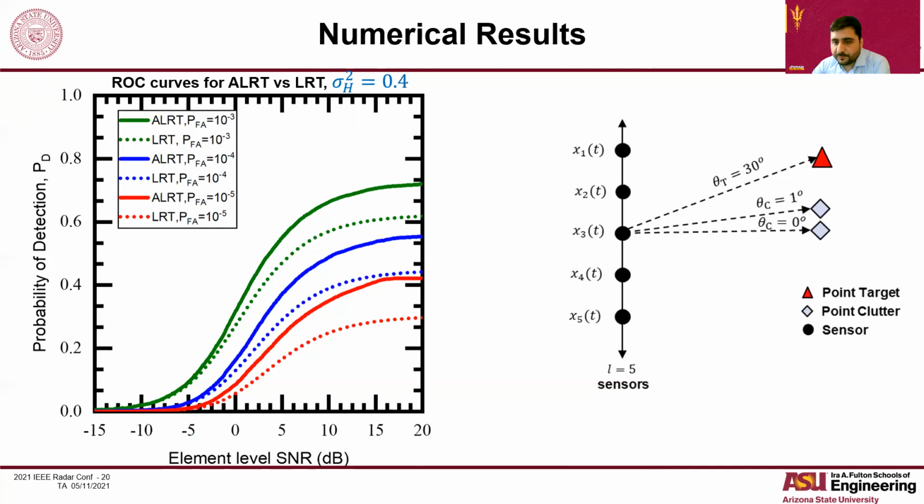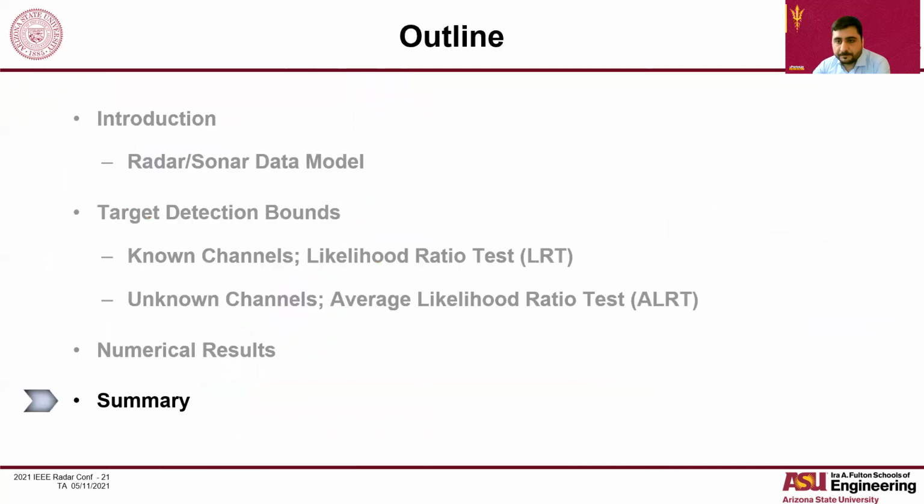And this improvement is very small when the channel matrices are less random. But as we increase the variance of the channel matrices and make the channels more random, there is more improvement in ALRT over LRT. But there is also degradation in the overall achievable performance. So these are just our initial observations, and we will be exploring some more scenarios as we continue to dig into this problem. Next, I will summarize our findings.